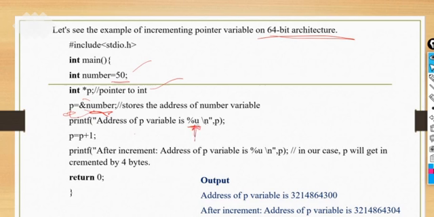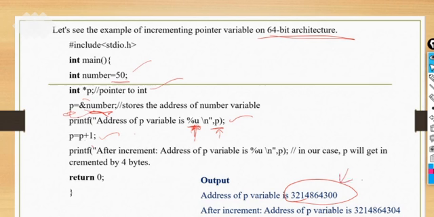Unsigned we can use the percentage u. p will indicate: if you use p directly without the asterisk symbol, it will show you the address. If you put the asterisk symbol, it will show you the value at that particular address. So it will show you the address and it will update the address by 1. Whatever is the address, let's assume this is the address of p.